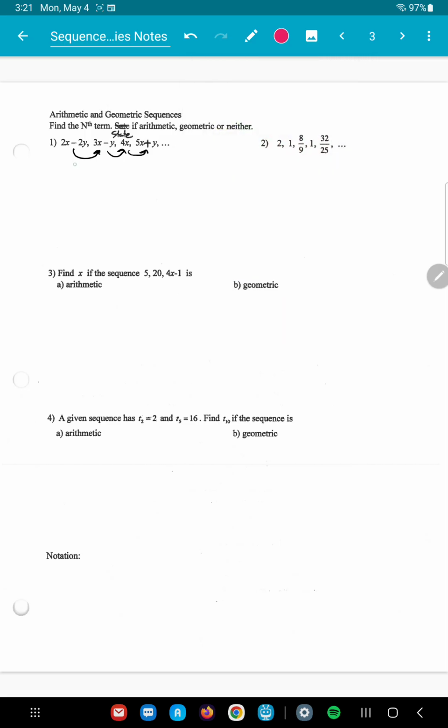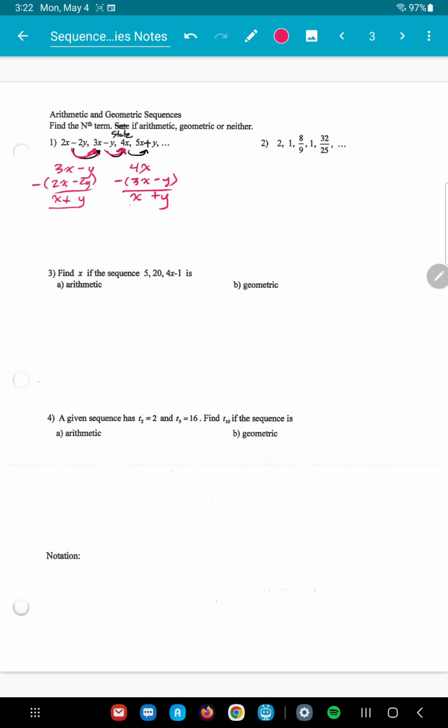To do so, we saw how we need a common difference. So if I basically say 3x minus y minus 2x minus 2y, I just want to see what that difference is. So negative y plus 2y, that'll give me y, and 3x minus 2x will give me x. So I would get x plus y. I'm going to do that same comparison, but this time I'll be doing it for the next two terms, which is 4x. I want to see what that difference is between that and 3x minus y.